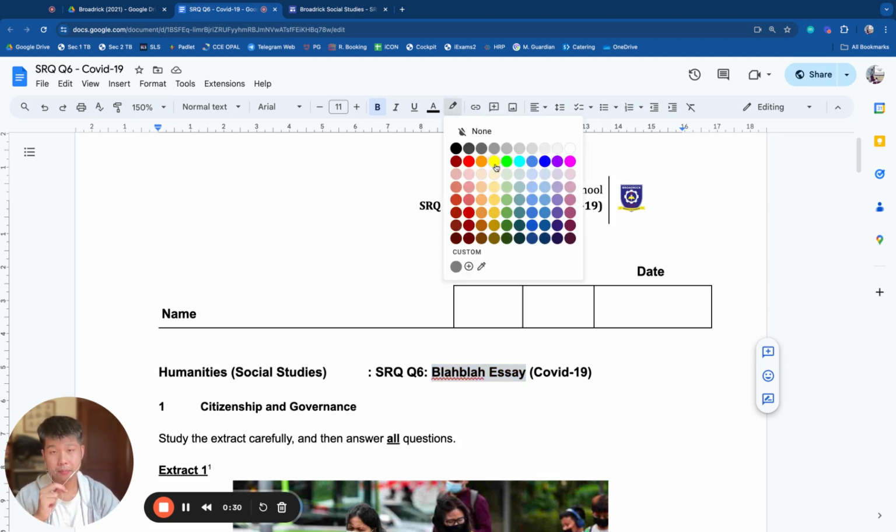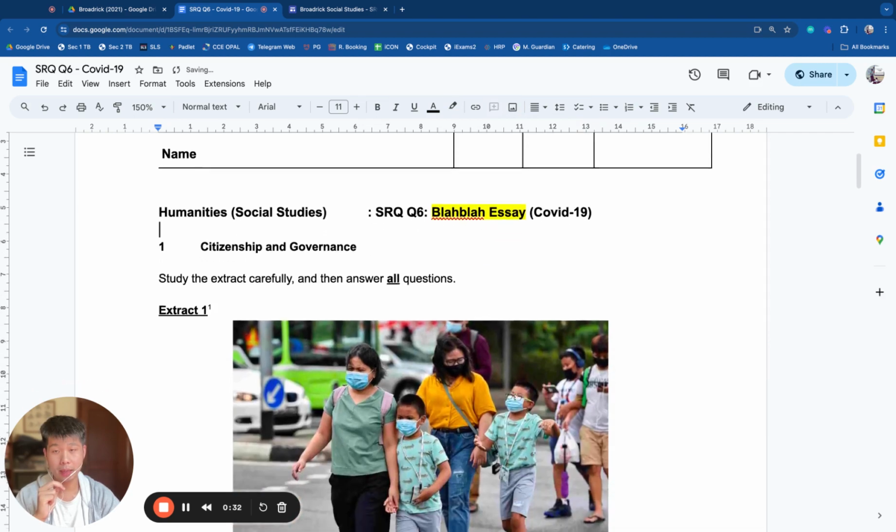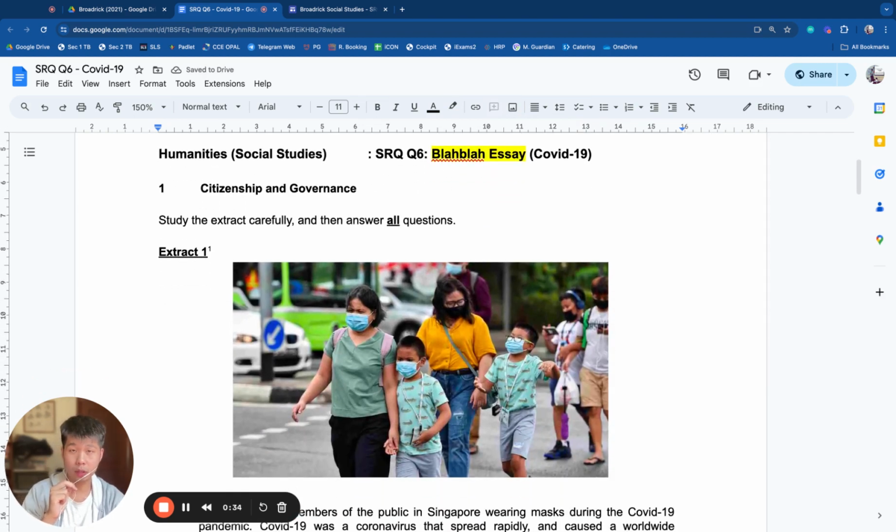And why do I call this essay the blah blah essay? This is the first essay question you will see. It will be based on one of the three issues. It could be issue 1, citizenship and governance, issue 2, diversity, issue 3, globalization. And it is crafted in a form that demands your original, creative, critical, and divergent ideas, divergent thinking. And what do I mean by that?